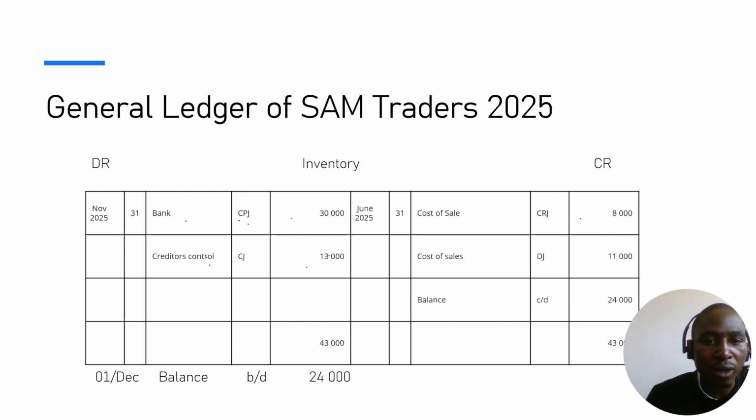But we are not done. When we say inventory purchased minus the inventory that we have sold, we want to know how much stock on hand we will have for next month. That is 1st December. So we'll say the total of debit side minus the total of credit side, and we'll have a balance brought down for next month on the debit side of 24,000. All right, we are done with our inventory.